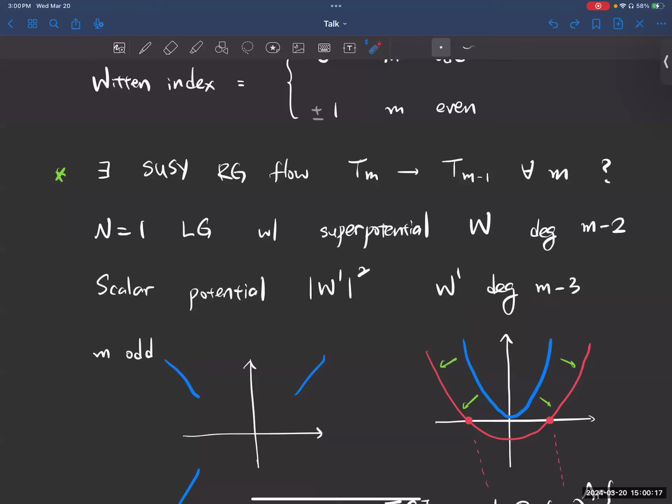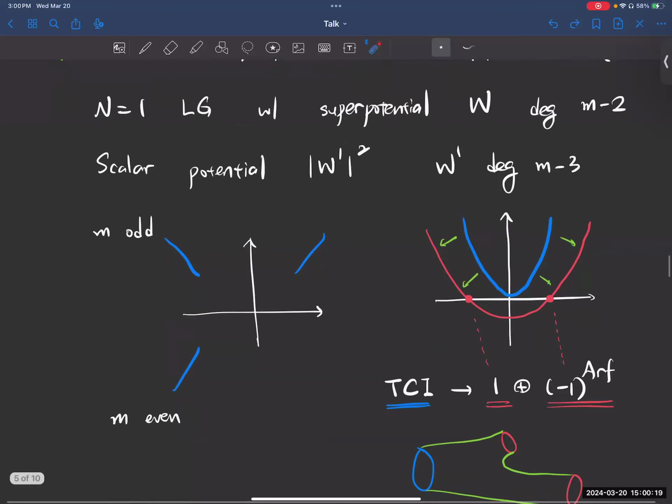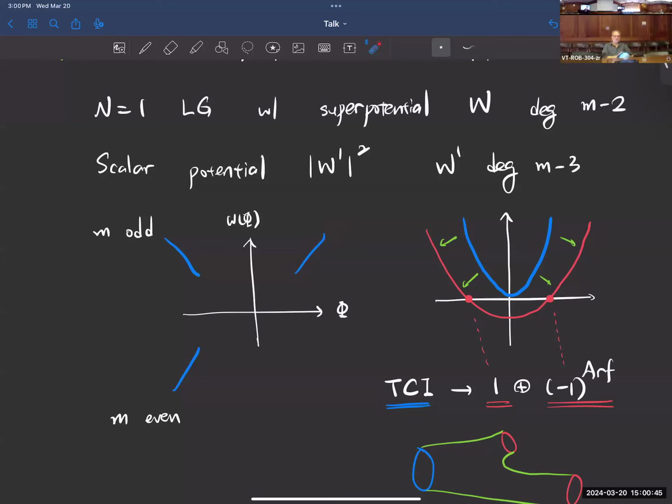So let's draw a picture. Let's think of this as the superfield space. If you have W of phi, the overall sign of W doesn't matter. Let's fix the sign convention such that when phi is near plus infinity, it has positive slope. And then depending on m, at negative infinity, it either has this positive slope here, or it has this negative slope like this.